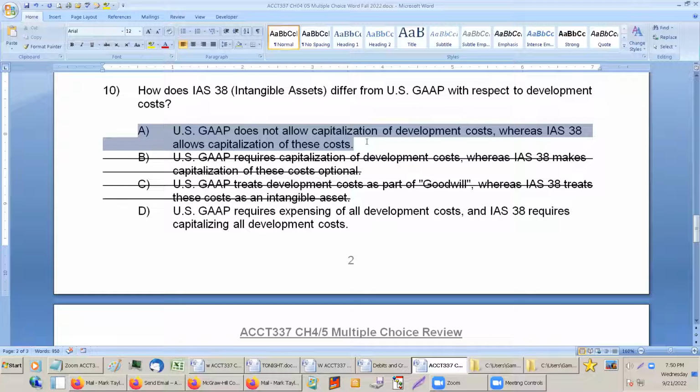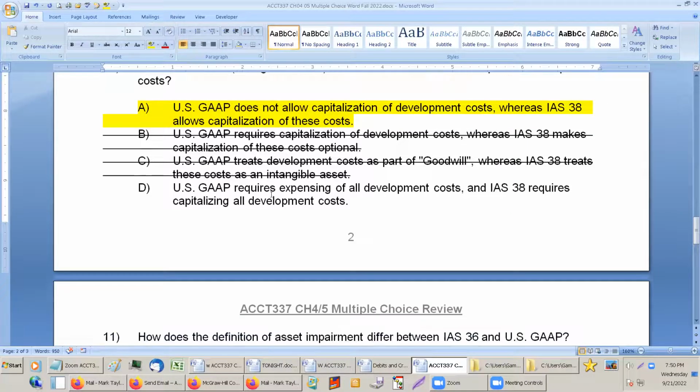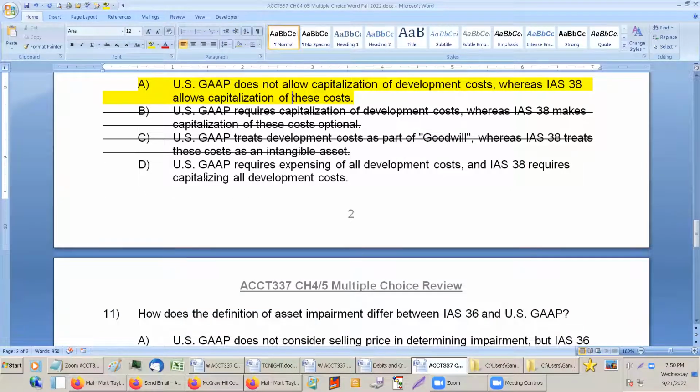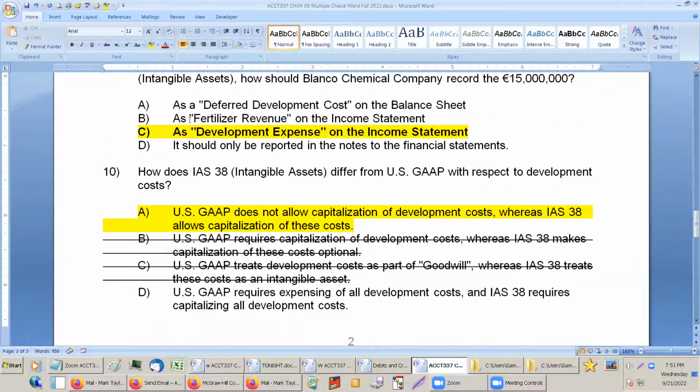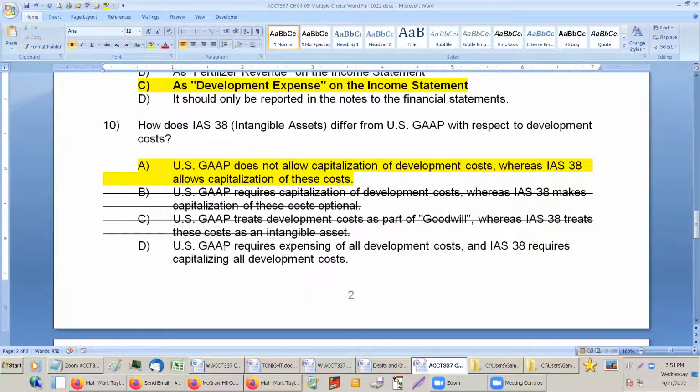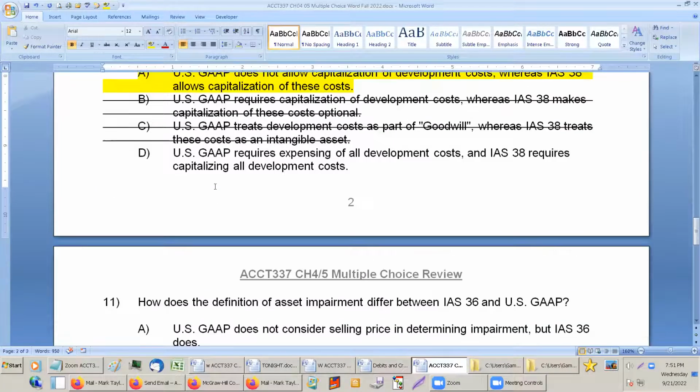Okay, so yeah. GAAP does not allow for capitalization of development costs. You can't, no matter what. International standards allow for it, but only if it's feasible. So this one down here requires capitalization of all development costs. No. And we know that from here, that it can be an expense if it's not feasible.